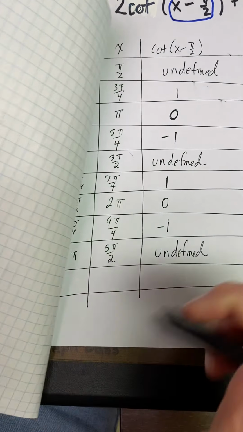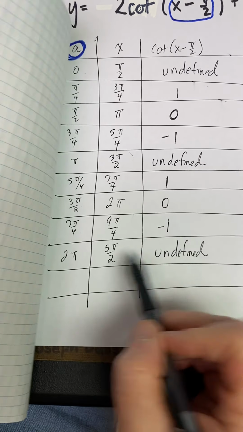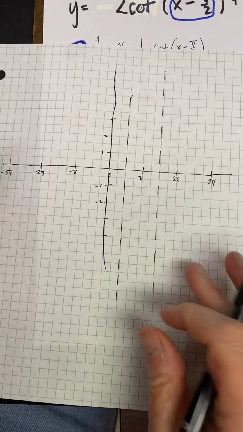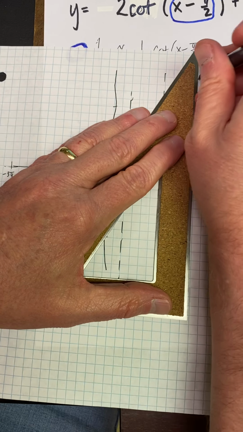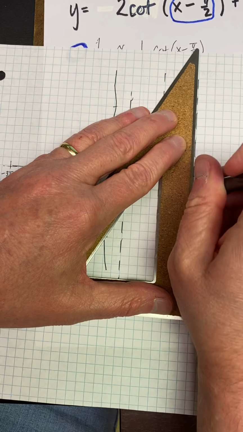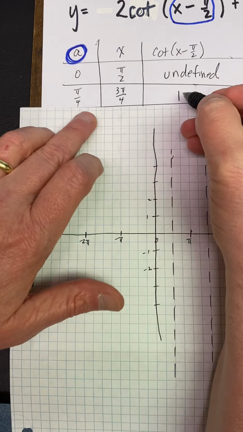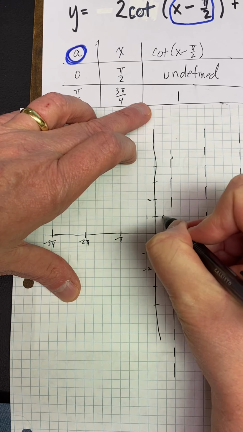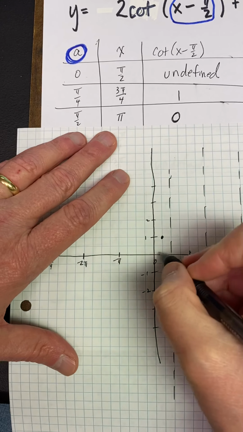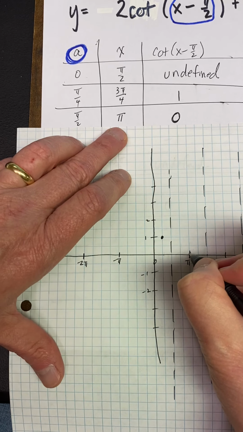Okay, let's see. And then at 2 pi, if x is 5 pi over 2, that's another place it's undefined. Then let's plot the rest of the points. At pi over 4 here is 1. At pi, it's 0.